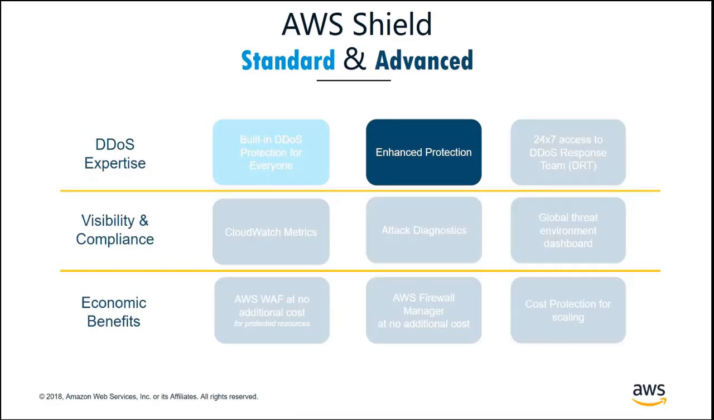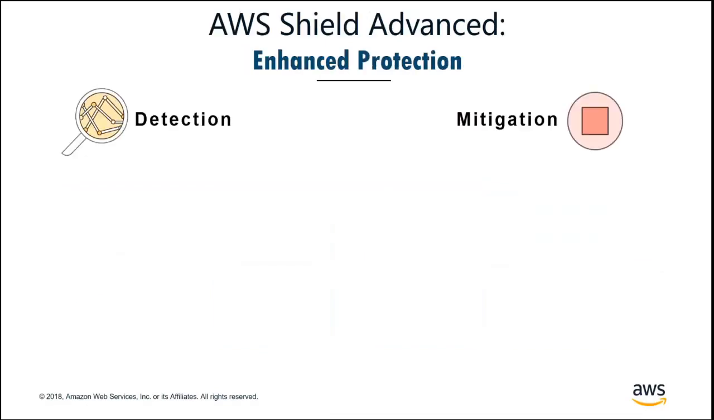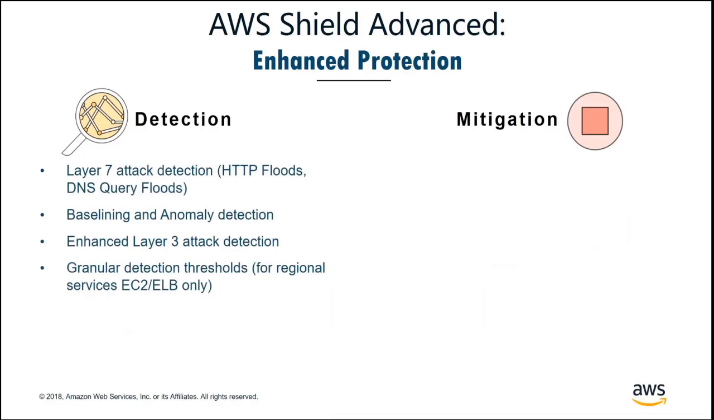Moving on to Shield Advanced. You're going to get enhanced protection, which is kind of a loaded term. It covers quite a bit of things. Protection at AWS can be broken down into 2 practices, detection and mitigation. For detection, for Shield Advanced, we're actually able to detect layer 7 attacks. That's your HTTP floods, your DNS queries. We're able to baseline traffic against every resource you register with Shield Advanced and detect anomalies even if they're not necessarily a DDoS attack. This can be useful for deciding in the future whether or not something is an attack.